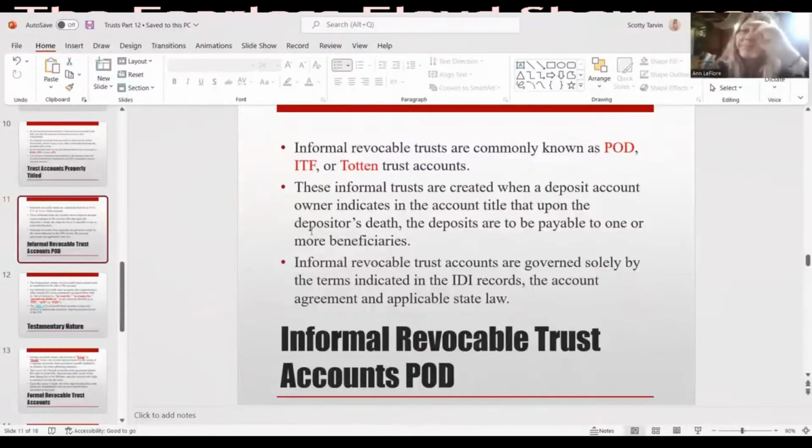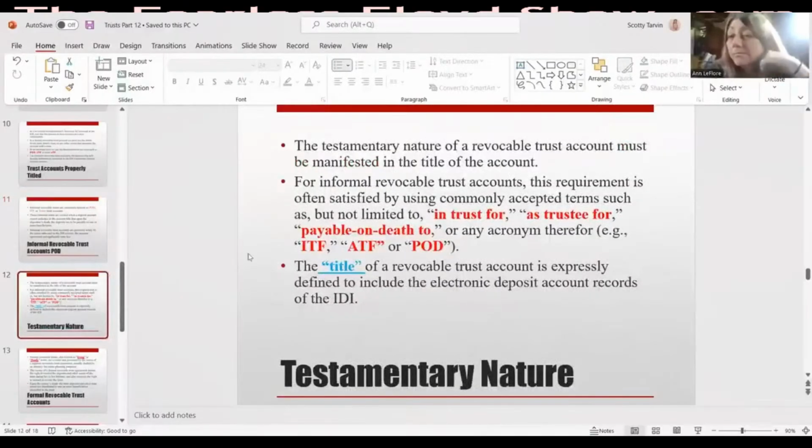There you go. All right, moving on to panel 12.